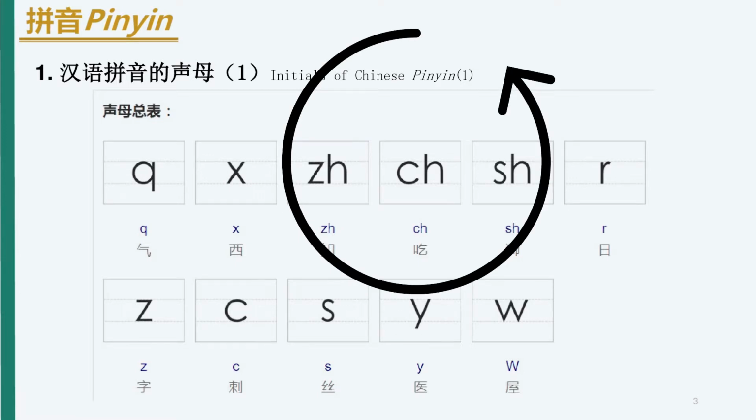Okay, so let's see the next one. So the next three, even though you have two letters, don't worry, that is also considered as one initial. As long as they're in one grid square, they're considered as one initial. Okay, let's see the first one.